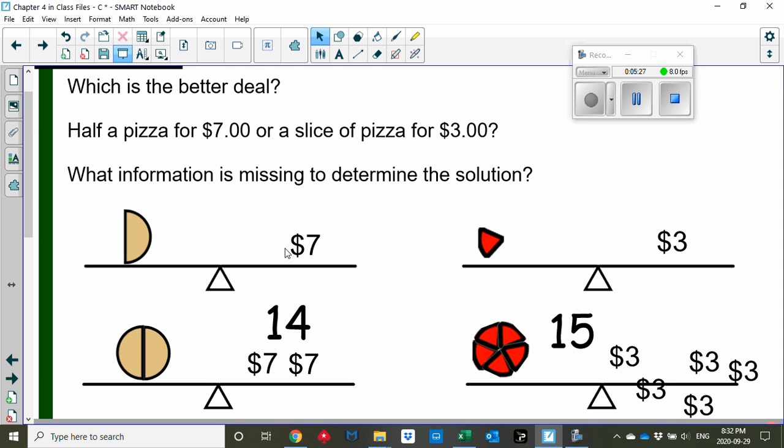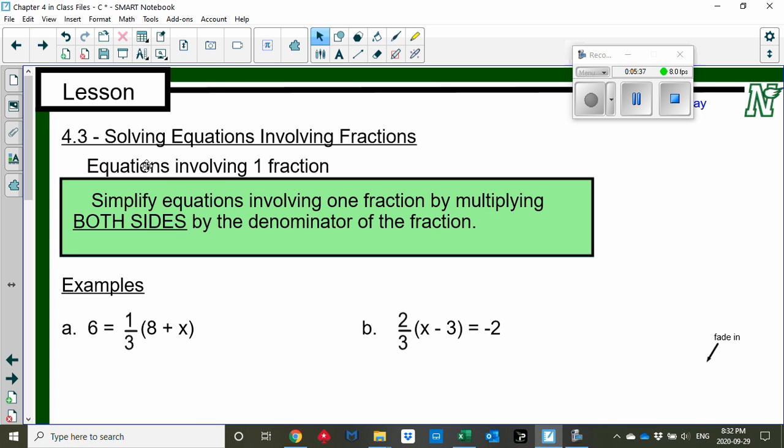So our whole key is to do one step to get rid of a fraction and turn it into a whole. So let's see how we're going to do that. In these equations, equations with one fraction, we are simply going to multiply both sides by the denominator of the fraction. So simplify the equations involving one fraction by multiplying both sides by the denominator.